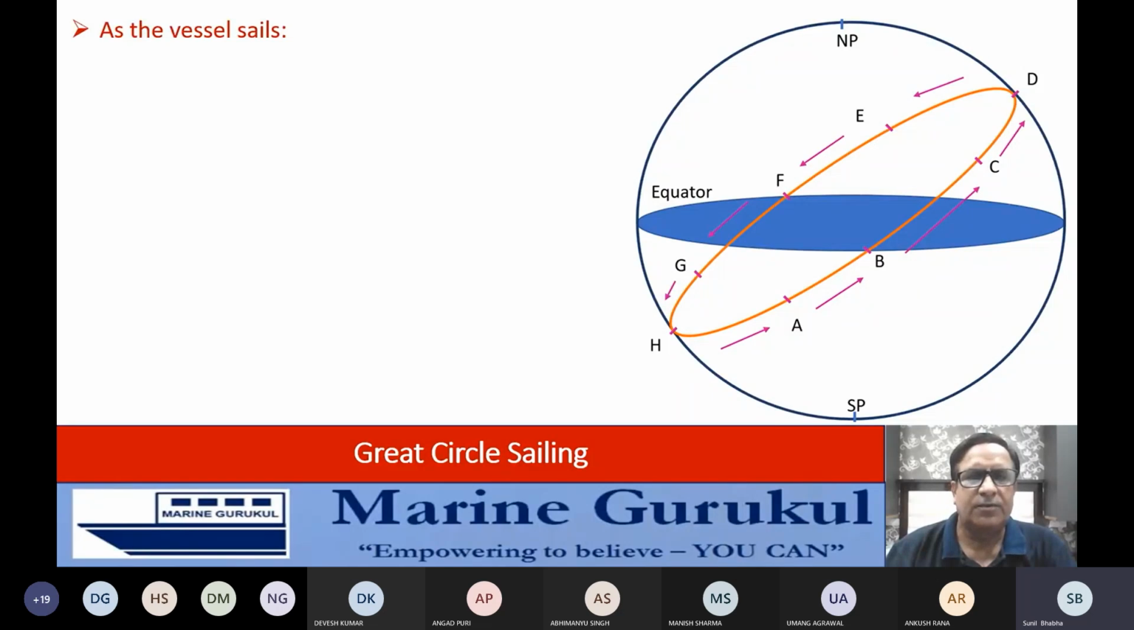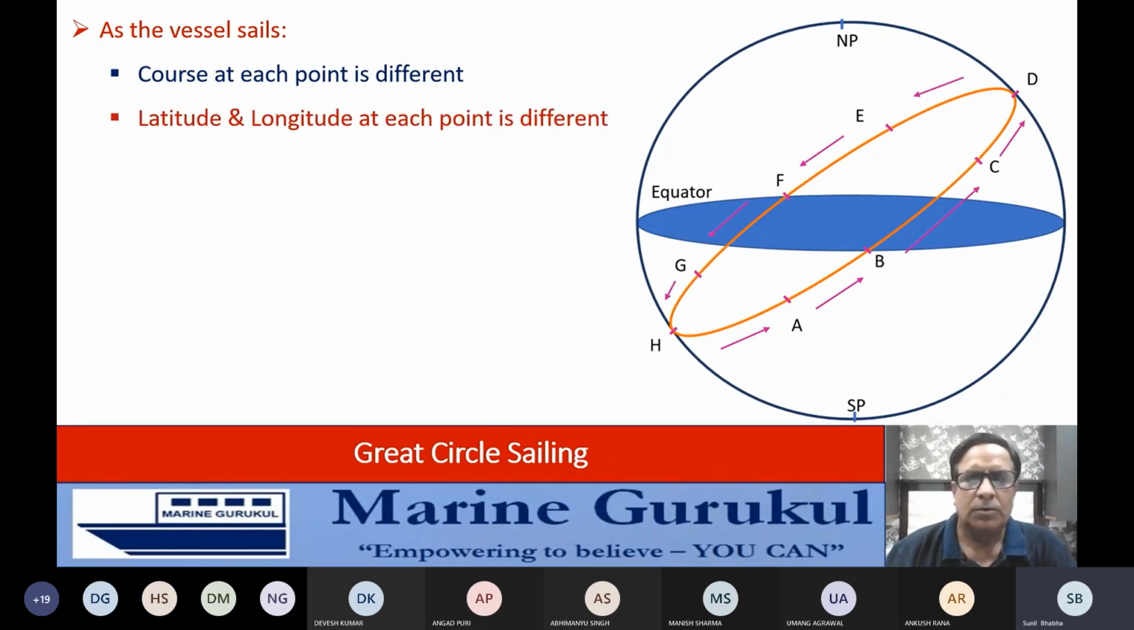What do we see as the vessel sails along this great circle? We see that at each point, the vessel has a different course. Why? Because the great circle track cuts the meridian at each point at a different angle. Also, the coordinates of each point along the great circle, that is their latitude and longitude, are different.